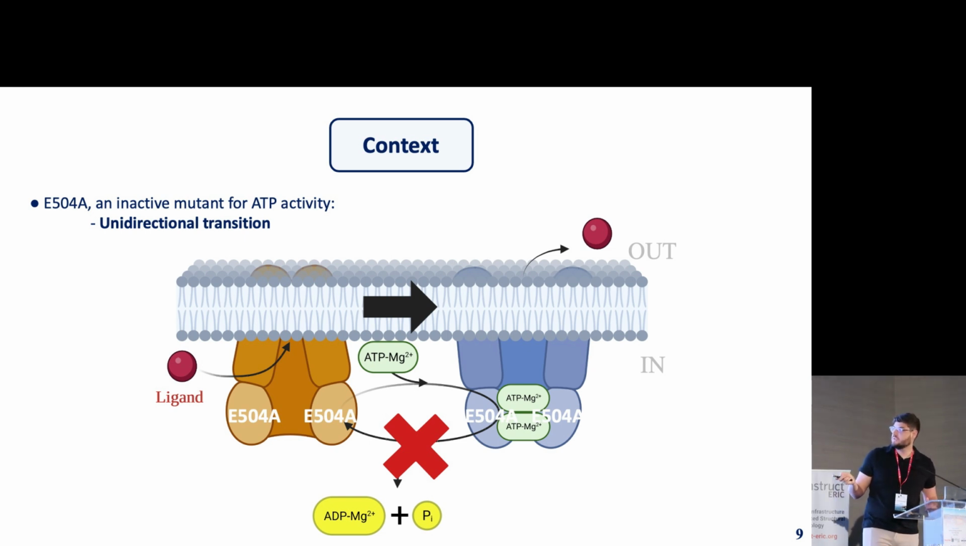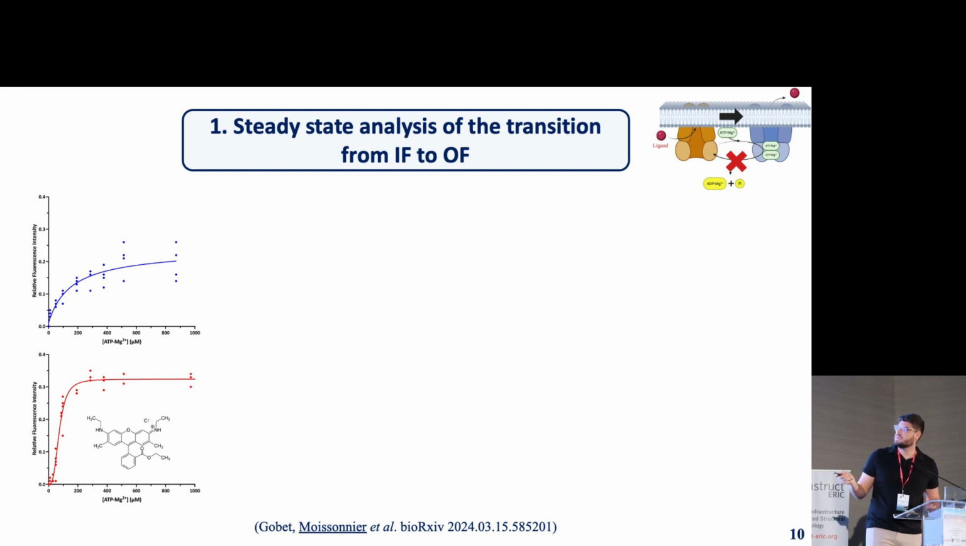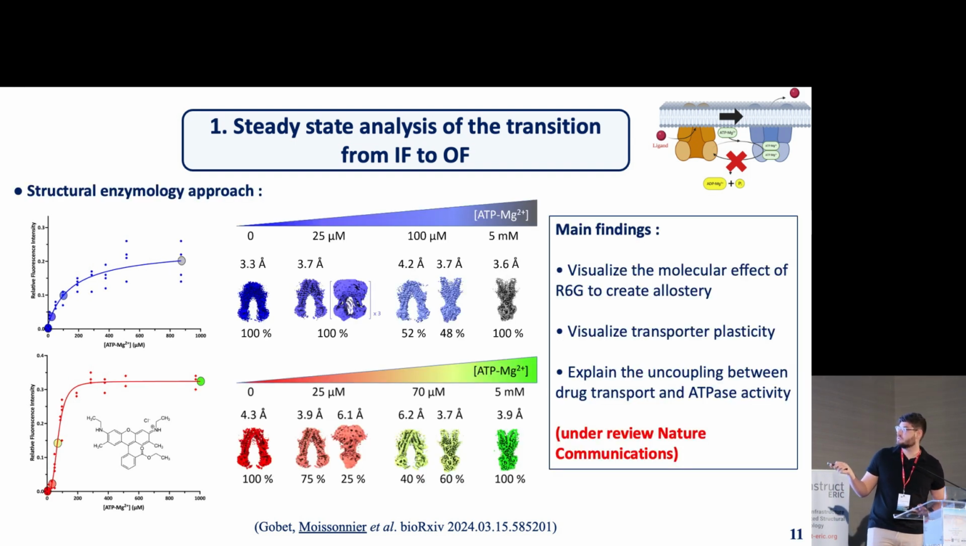In steady-state condition, we looked at the binding of ATP. In the absence of drug, there is a Michaelian behavior for the binding of ATP. When there is a drug like rhodamine, we get a sigmoidal curve, so there is cooperativity for the binding of ATP. We are interested in what happens to BmrA at different concentrations of ATP, so we obtained many 3D structures of BmrA in detergent to understand this shift.